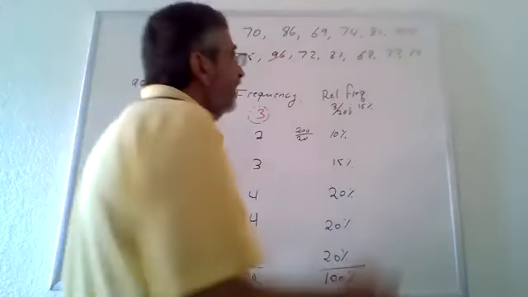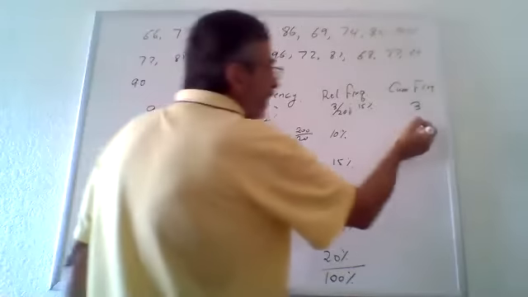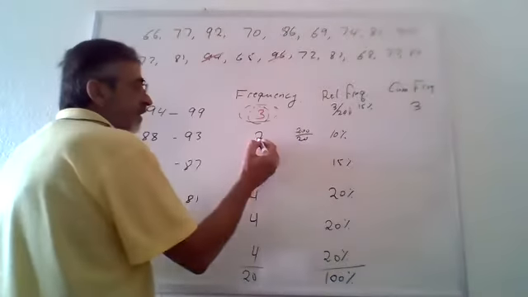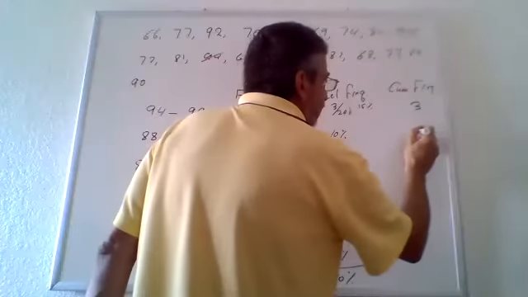And the next one is called the cumulative frequency. The first one is what you have here, so that's the 3. The second one is the sum of all the above. So 3 and 2 is 5.